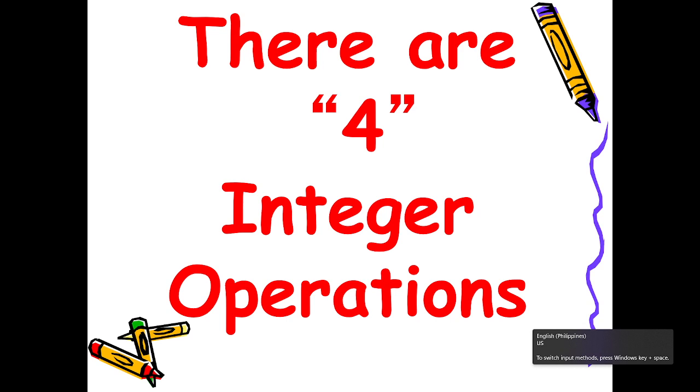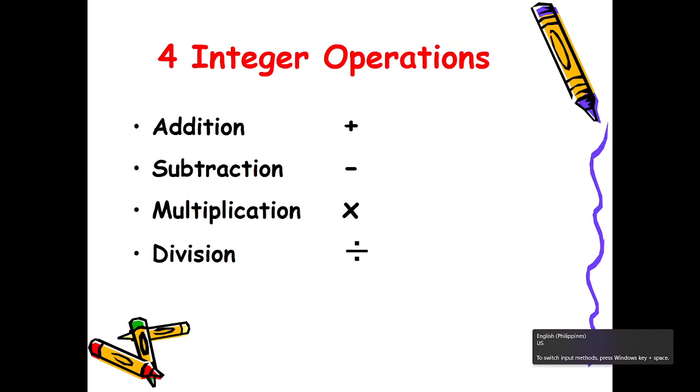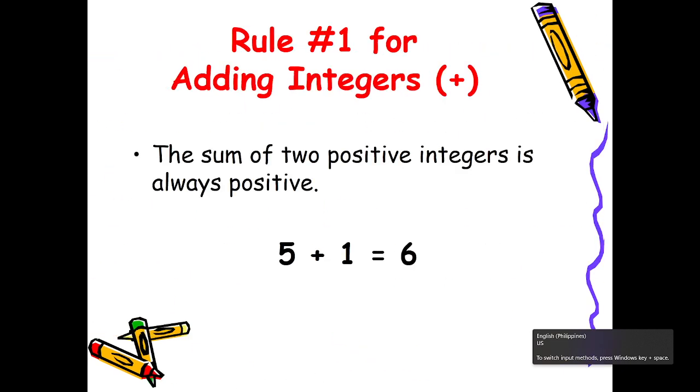Now, there are four integer operations. Same with the operations on whole numbers. So these are addition, subtraction, multiplication, and of course, division. As I said, I'm going to zoom in on adding integers. Now, here are the rules that we should follow in adding integers.